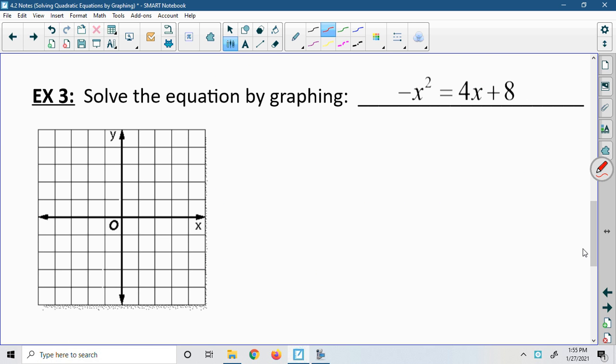Okay, example 3. Same thing, solve by graphing. First of all, we need it in standard form. So I would probably add the x squared over to the other side. I think that'll be easier than getting everything to the left side. So x squared plus 4x plus 8.